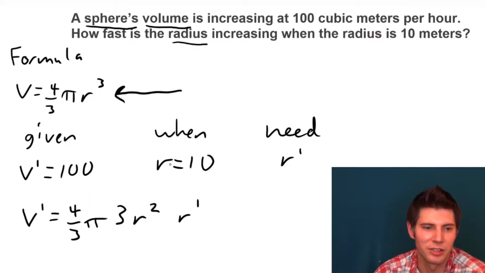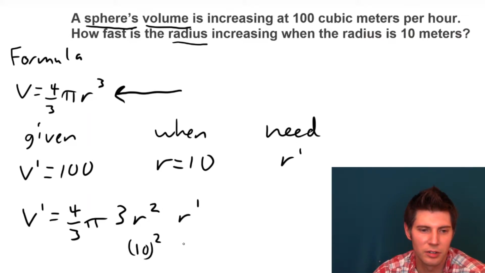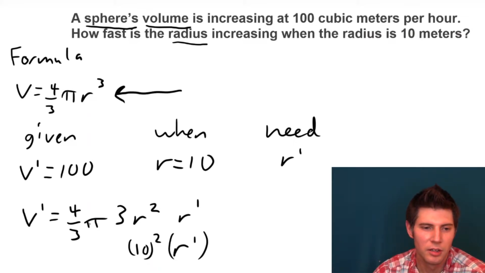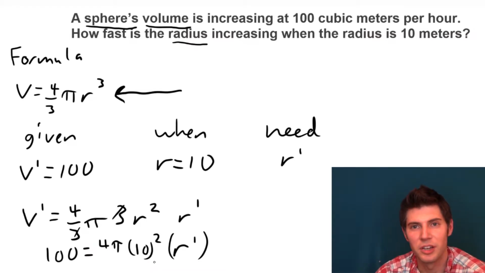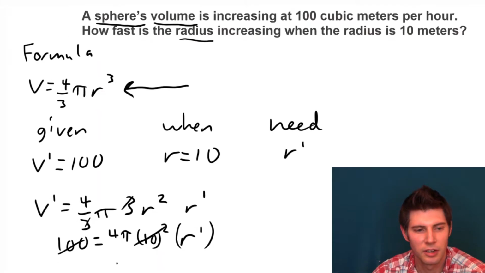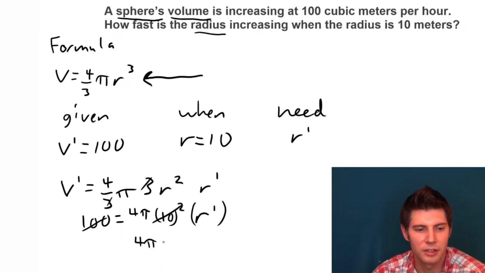Now we just plug stuff in. R is 10, so this would be 10 squared. We need r prime, so that's our variable. That's what we're solving for. 3 times 4/3, well, these 3's will cancel, so we have 4 pi. And we know our V prime is 100. Well, 10 squared is also 100, so these guys are going to cancel. So we have 4 pi r prime equals 1.